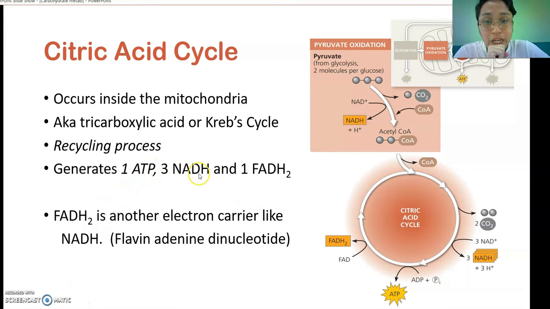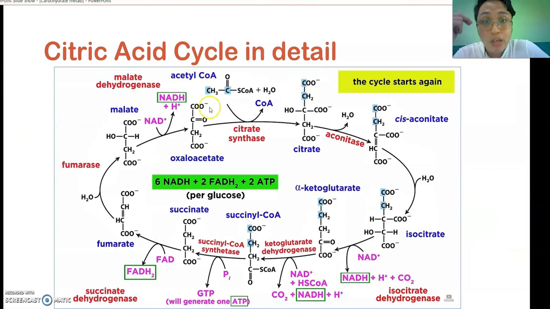So your NADH, alam natin yan na si nicotinamide adenine dinucleotide, while your FADH2 would be si flavin adenine dinucleotide. So this is another electron carrier, guys. Okay, so huwag kayong mabahala, they are just there. Okay? So ito yung ngayon, yung citric acid in detail.